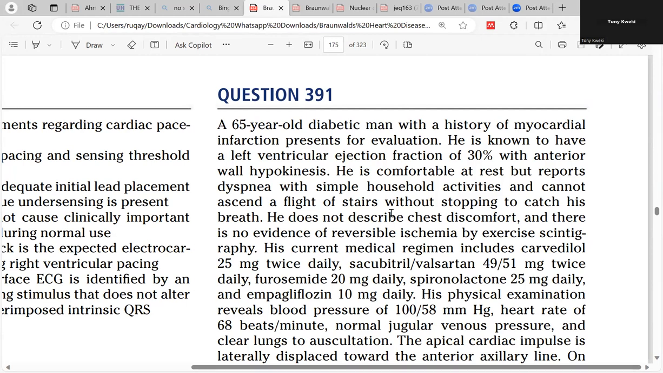Question 391 says a 65-year-old diabetic man with a history of myocardial infarction presents for evaluation. He is known to have a left ventricular ejection fraction of 30% with anterior wall hypokinesis. He's comfortable at rest, but reports dyspnea with simple household activities and cannot ascend flights of stairs without stopping to catch his breath. He does not describe chest discomfort, and there is no evidence of reversible ischemia by exercise scintigraphy. His current medical regimen includes carvedilol 25 milligrams twice daily, sacubitril valsartan 49/51 milligrams twice daily, furosemide 20 milligrams daily, spironolactone 25 milligrams daily, and empagliflozin 10 milligrams daily.